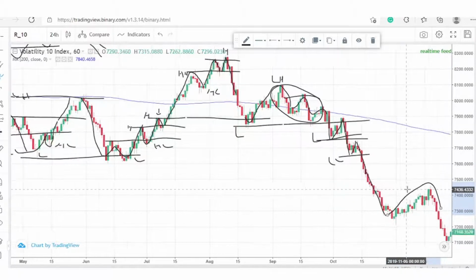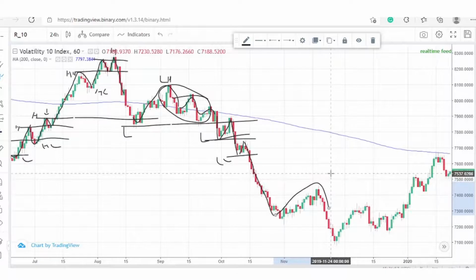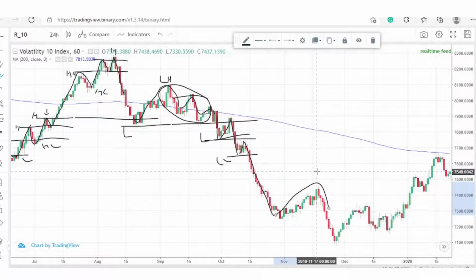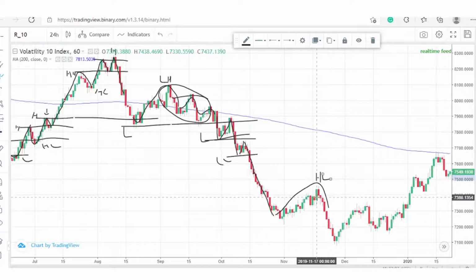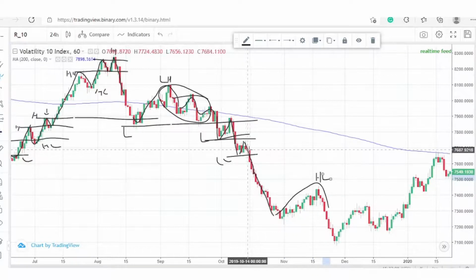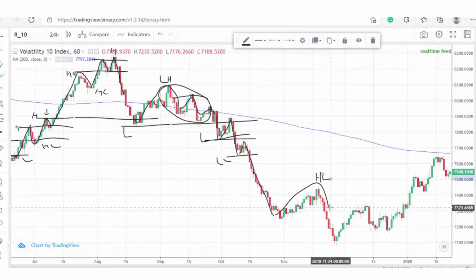creating a low. Sorry, the market created a higher low at this area here. So this is a higher low, but we're expecting the market to come to test this area, and it is not, right? Then the market pushed up, so you will not be involved in that trade.